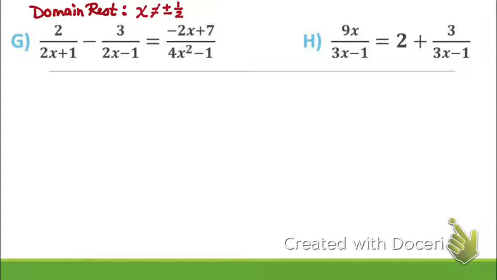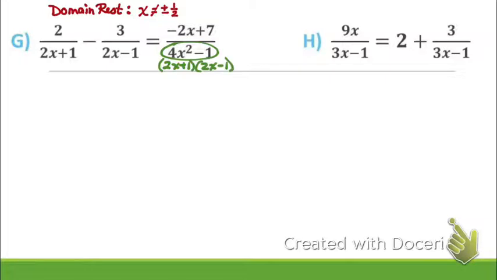Can I multiply to make my denominators cancel? What should I multiply by? 4x squared minus 1. I'm going to go ahead and write that down in its factored form, but if you wanted to write 4x squared minus 1, that is fine. Factored form of 4x squared minus 1 is 2x plus 1, 2x minus 1. So I'm going to multiply every single one of these by 2x plus 1, 2x minus 1.